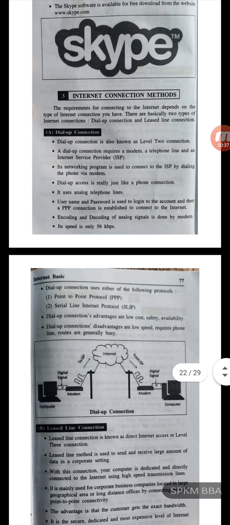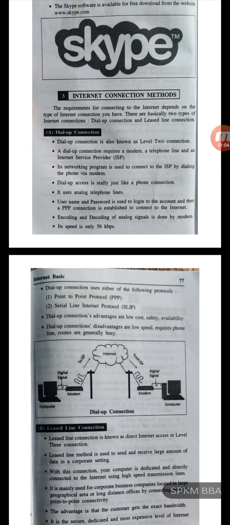So first we will do dial-up connection. What do you understand by dial-up connection? Dial-up connection means it is a level 2 connection. A dial-up connection requires a modem, a telephone line, and an internet service provider. So there are three requirements for dial-up connection.